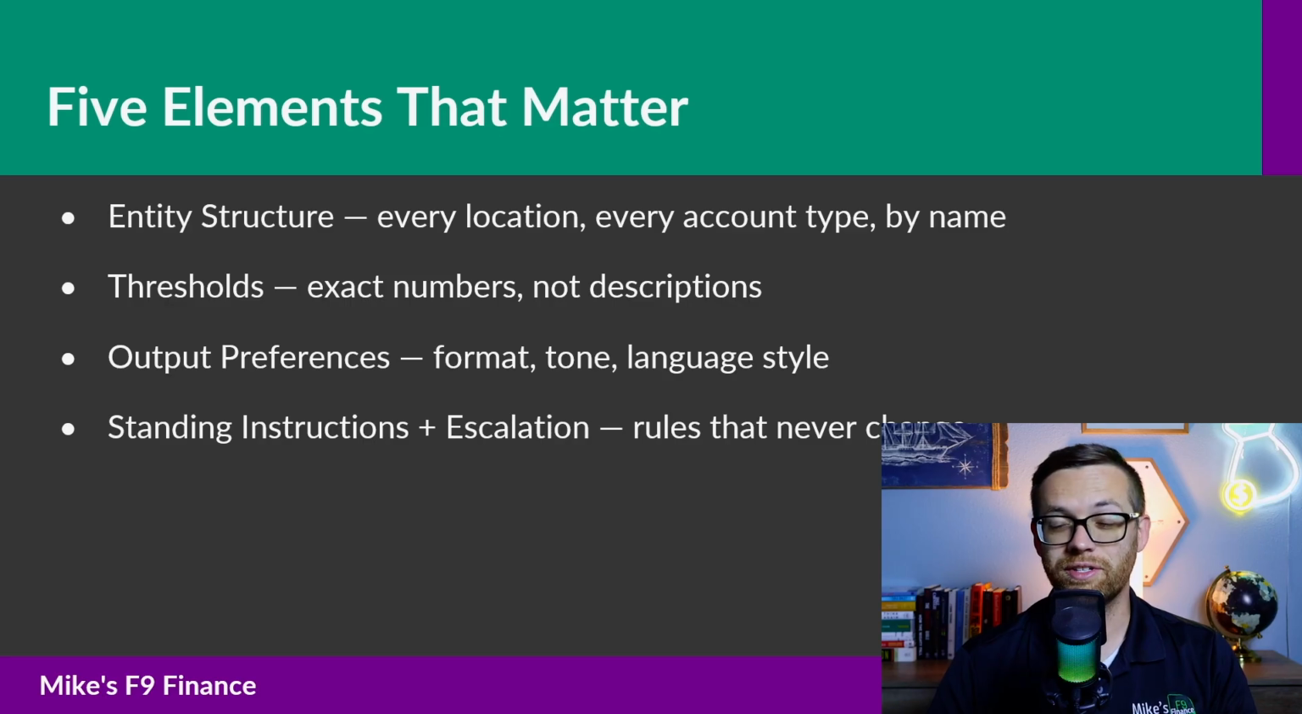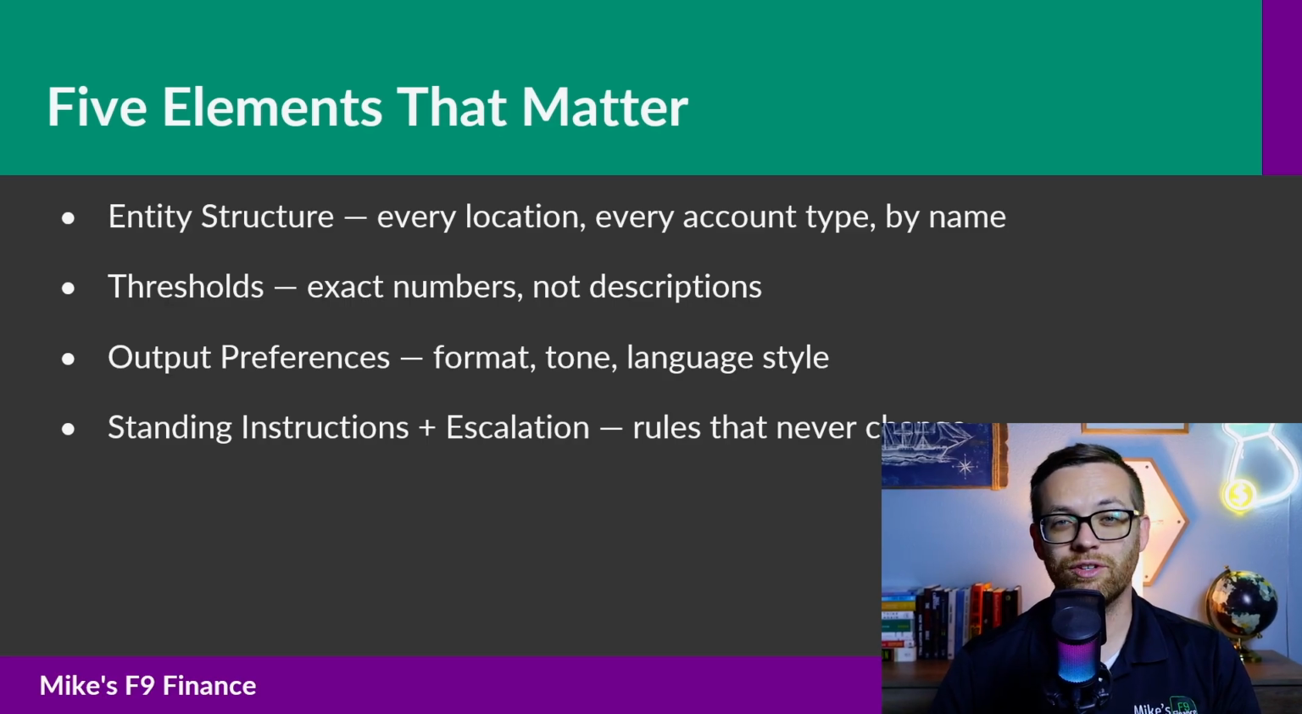Second, thresholds. You really need to be precise. Don't say the accounts have minimum balances. Say what those minimum balances are. For example, the minimum operating balance for Astoria is $100,000.